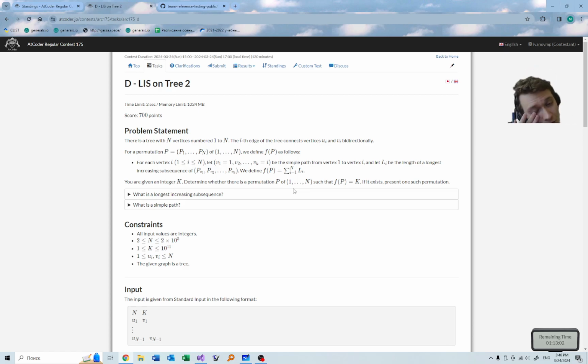So 1 is a root. We take all paths from the root to a vertex and take the longest increasing subsequence. And we sum up their lengths, and it is f of P. The question is, is there a permutation with such f of P?